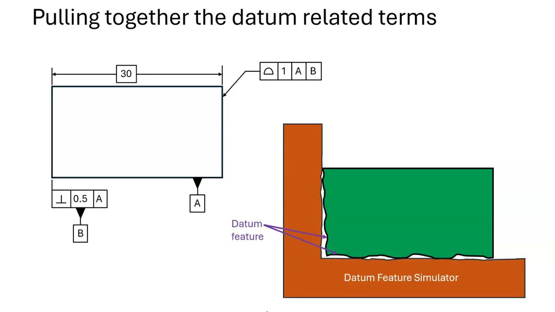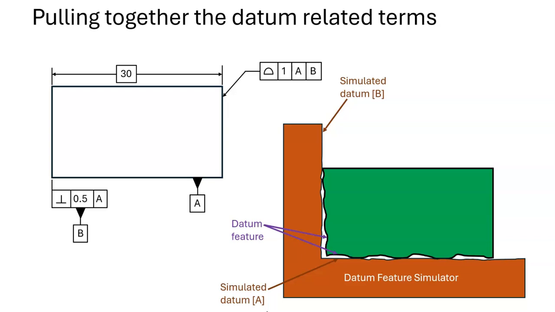To make a measurement, we place the datum features against a piece of equipment called a datum feature simulator. The datum feature simulator is physical and imperfect. Although the surfaces of the datum feature simulator are imperfect, they are close enough to perfect that we treat them as being perfect. We call these almost perfect surfaces the simulated datums.